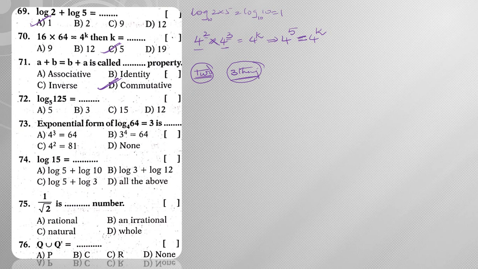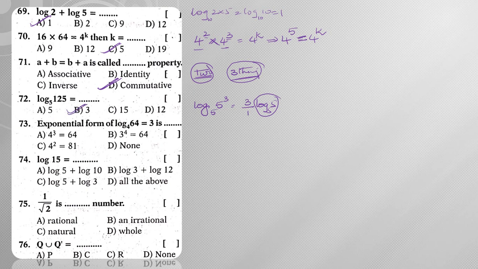Next, log 125 to the base 5. So this I can write as 125 is nothing but 5 power 3, to the base 5. Using the power rule, I can write as 3 by 1 into log 5 to the base 5. So this value is 1. So 3 by 1 is nothing but 3.